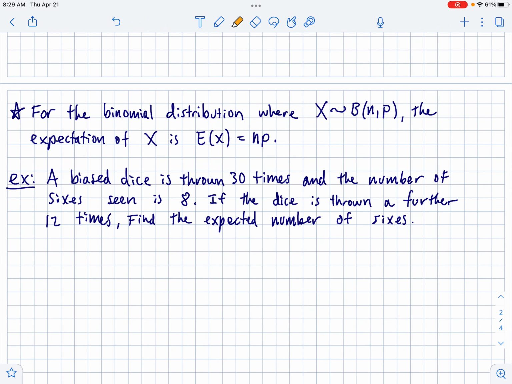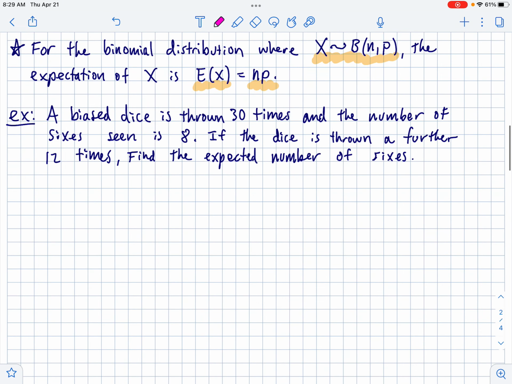Now, for a regular binomial distribution, the expectation of x, E of X, equals n times p. So this is the expected value of the distribution. This is very easy. You just take the number of trials and multiply it times p.